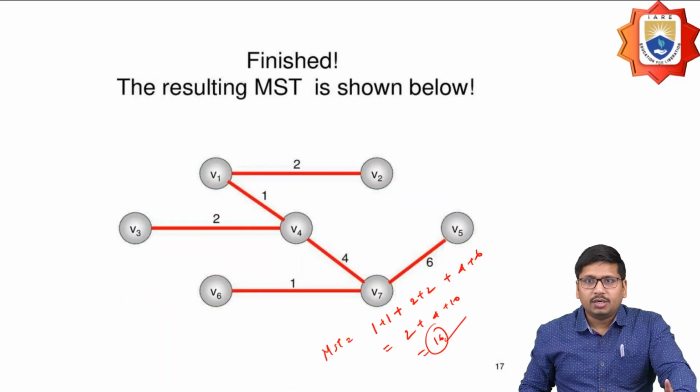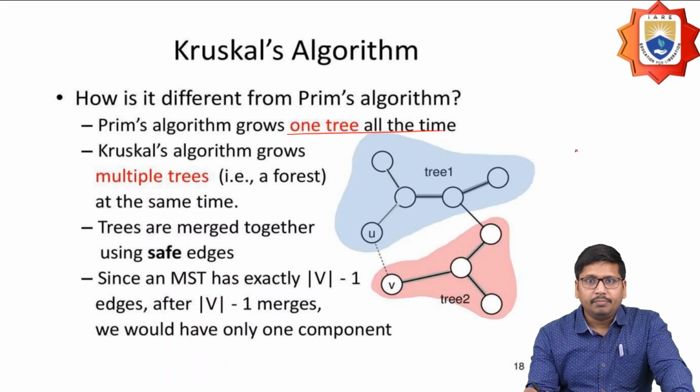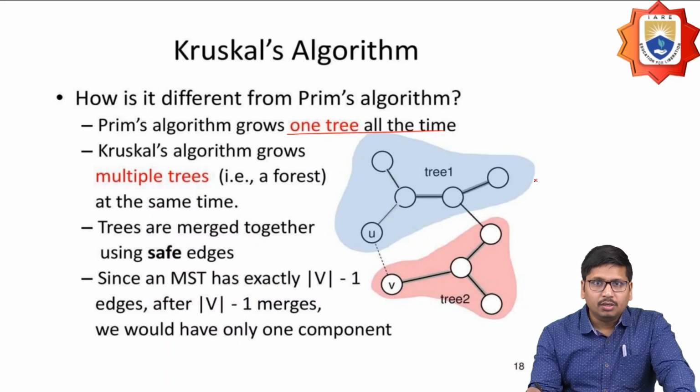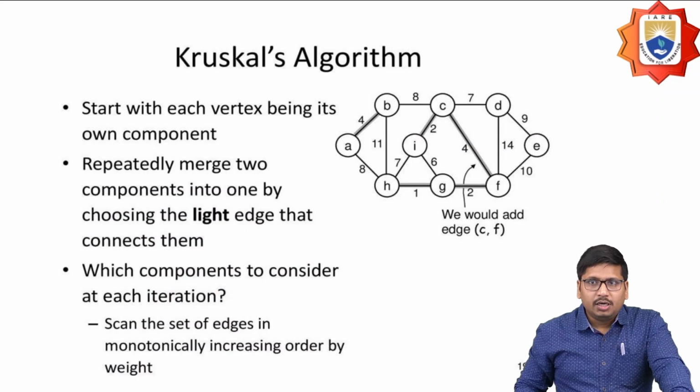So how this one is different from Prim's: Prim's grows one tree all the time, whereas Kruskal's algorithm grows multiple trees at the same time, and the trees are merged together using an edge. That is the only difference. And since the minimum spanning tree is going to have V minus 1 edges, we would have only one component here. So let us consider another problem.